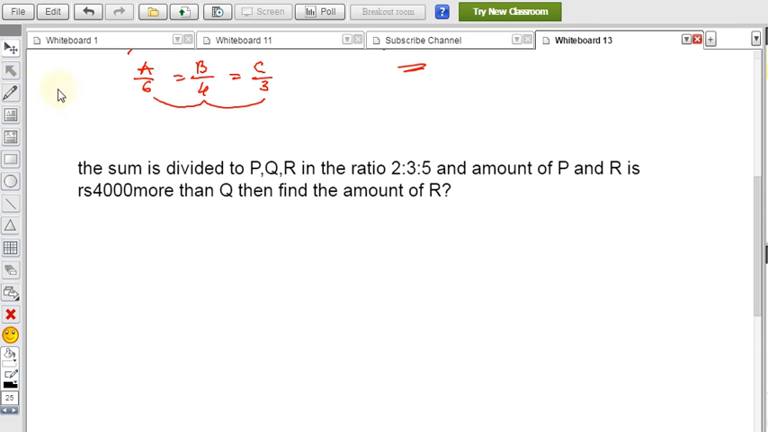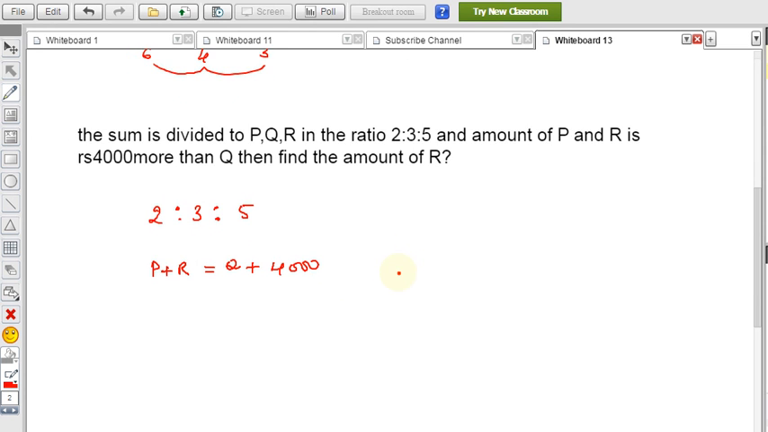So in this problem, the sum is divided into P, Q, R in the ratio 2 is to 3 is to 5. According to the condition, P plus R is 4000 more than Q. Then P plus R minus Q is equal to 4000. Because from the sum of P and R, if we remove Q, the 4000 will come.